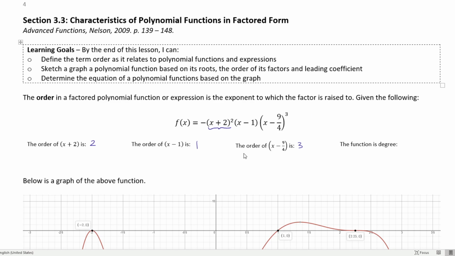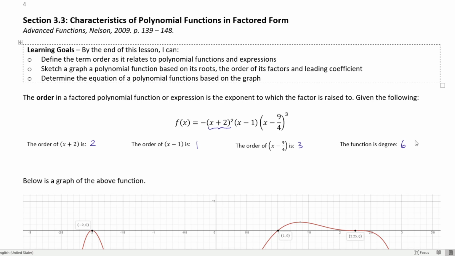And we can see that because of the following. When we expand the binomial squared, the highest exponent would be 2. Then when we multiply by x, it would be x cubed. And when we expand x minus 9 over 4 cubed, this would be x cubed as well. So x cubed times x cubed is x to the power of 6. So the function is degree 6.